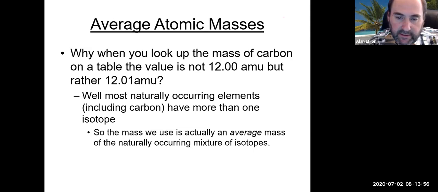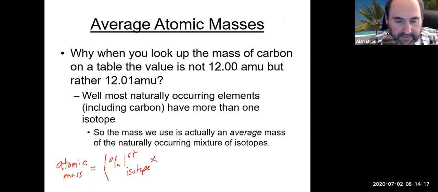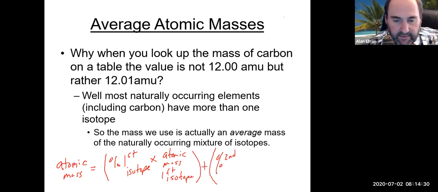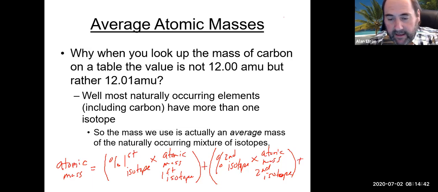As we'll see a little later on, and I'll put it here as a preview, there is a formula that we typically follow to calculate the atomic mass. To calculate the atomic mass, we take the percentage of the first isotope, times it by the atomic mass of the first isotope, then add it to the percentage of the second isotope times the atomic mass of the second isotope. And you continue that pattern. So if you have three isotopes, you take the percentage of the third isotope times the atomic mass of the third isotope, and so forth. This is the formula you can use to calculate the atomic mass of an element.